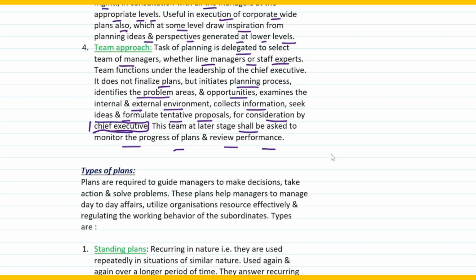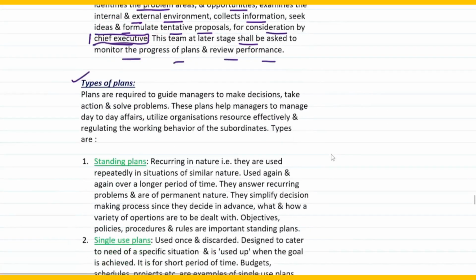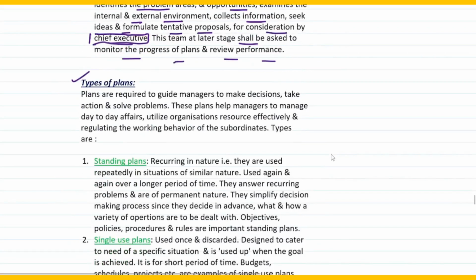Okay, now let's look at the various types of plans. Now, what are the different types of plans? Plans are required to guide managers to make decisions, take action and solve problems. These plans help managers to manage day-to-day affairs, utilize the organization's resources effectively, and regulate the work behavior of the subordinates.